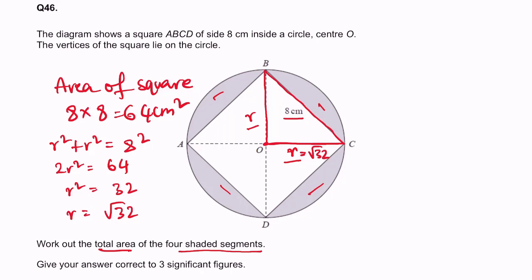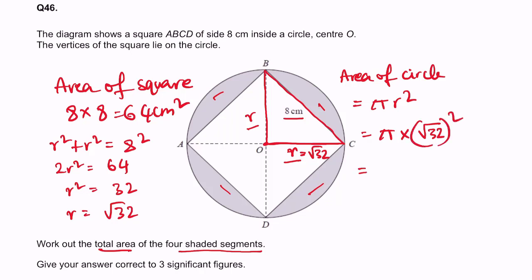Now let's find the area of the circle. So area of circle is equal to pi r squared. So pi, I'm going to use the value of pi on the calculator. r squared, so it's going to be square root of 32, which is the radius, squared. Okay, let's go ahead and solve this. Let's type this in the calculator. Now bear in mind, the square and the square root both cancel out, so that gives us 32 pi.